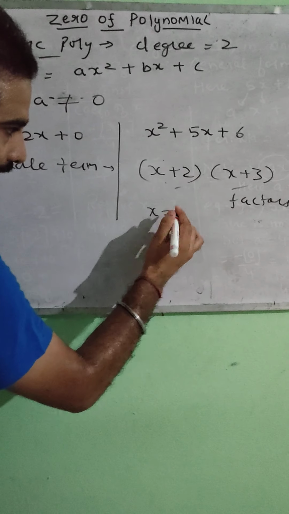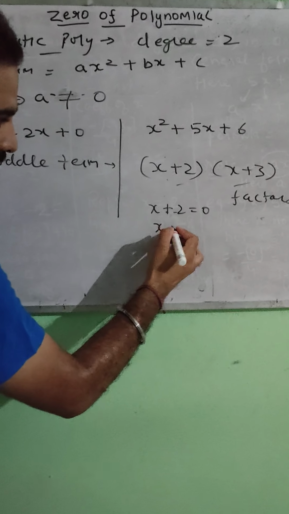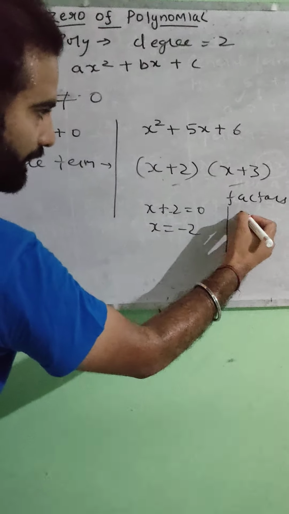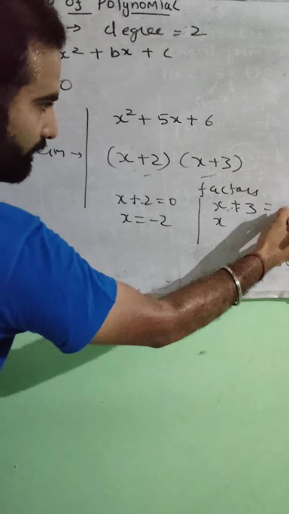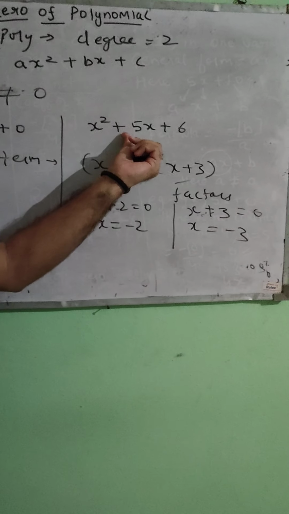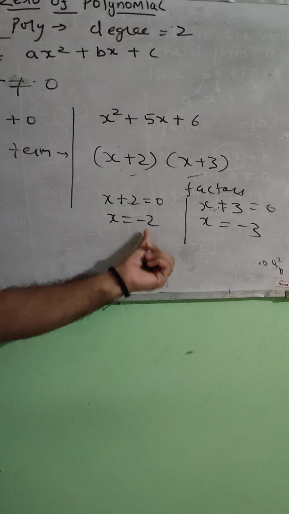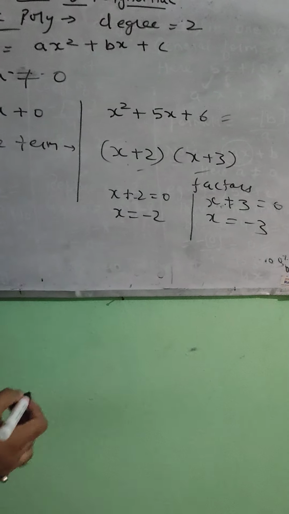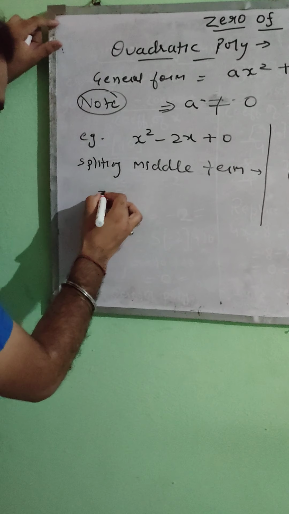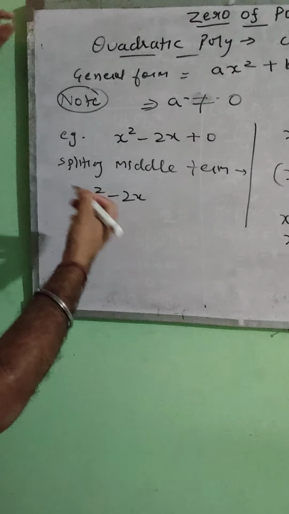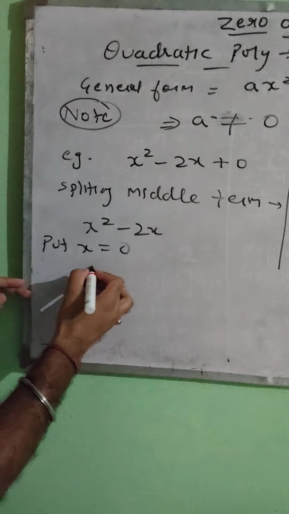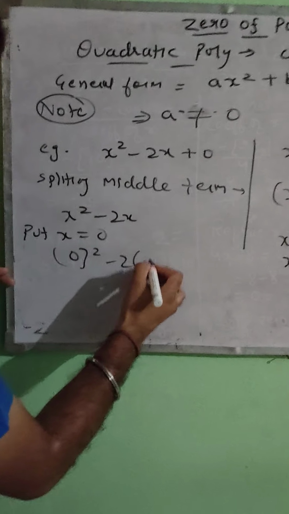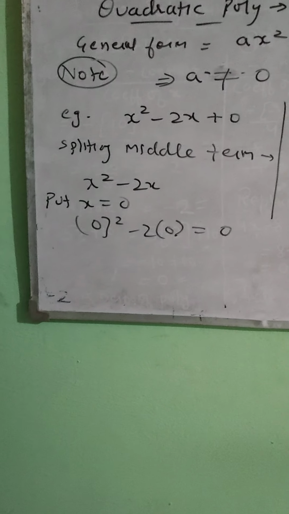When you put x plus 2 equal to 0, you will get the value of x, that is minus 2. Similarly here you equate to 0 and you will get the value of x, that is minus 3. That means if you put x equal to minus 2 in this equation, you will get 0. Similarly let us do this question, x square minus 2x. Let's put x equal to 0. Let's try 0 square minus 2 into 0. What will you get? 0.